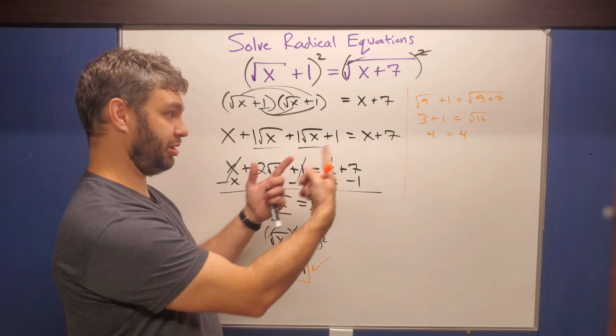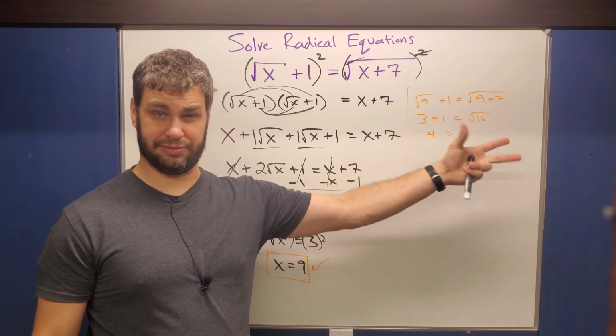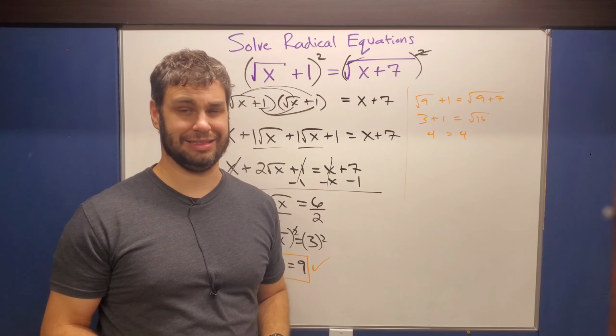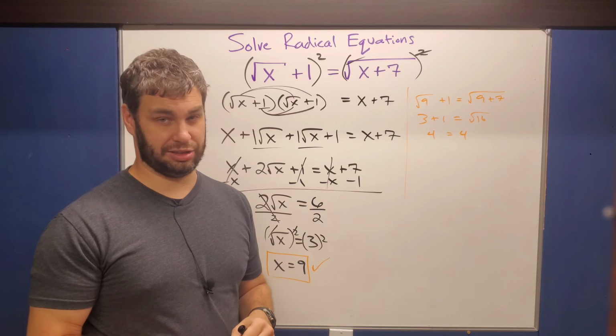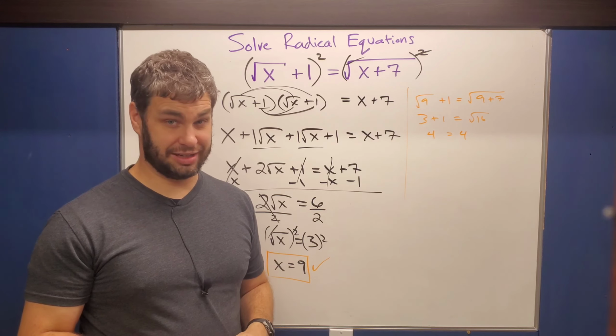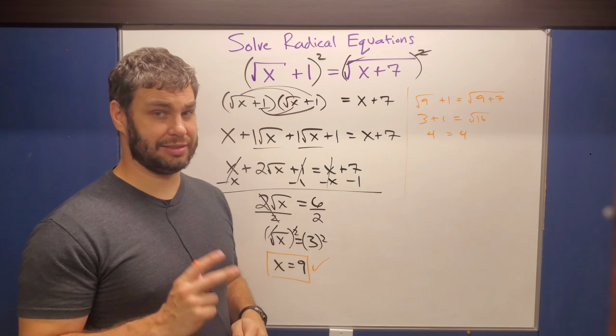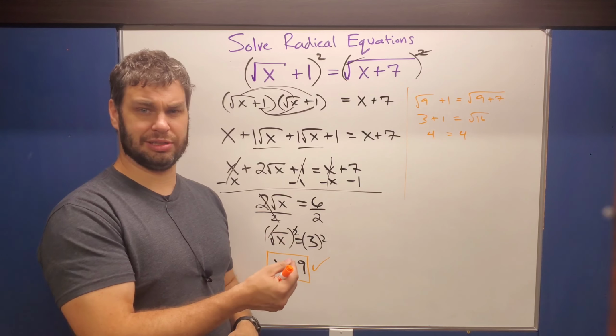Now, if you plug it in and you get 4 equals a different number, like 4 equals 0 or 4 equals 2, or something that's not the same, then you would call that extraneous and you would reject that as an answer. All right, I didn't think that one was maybe as hard as I was hoping for.